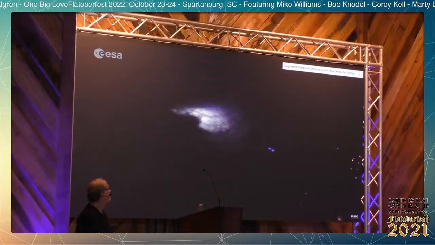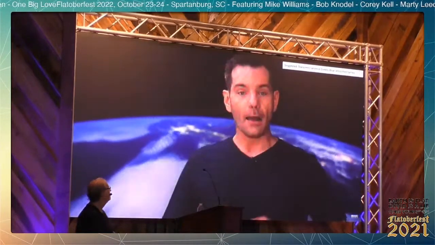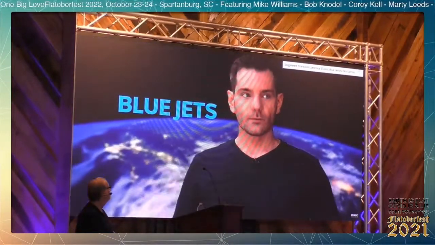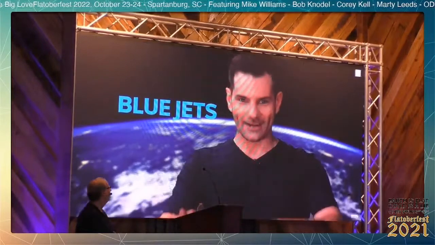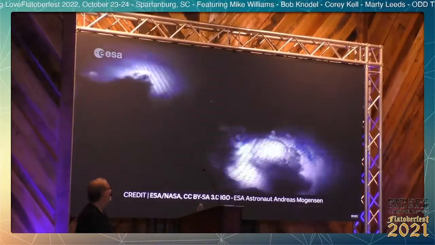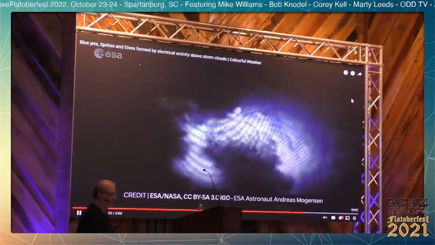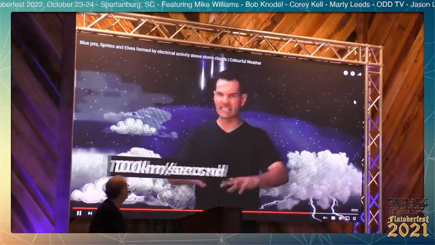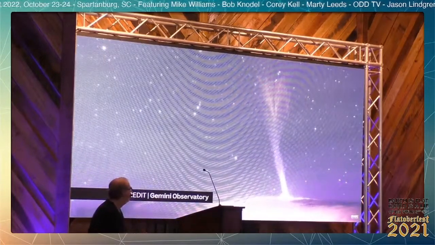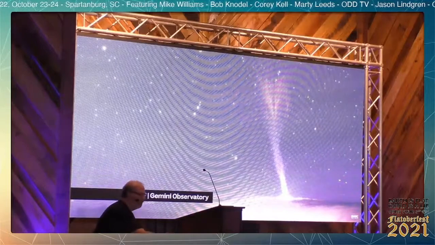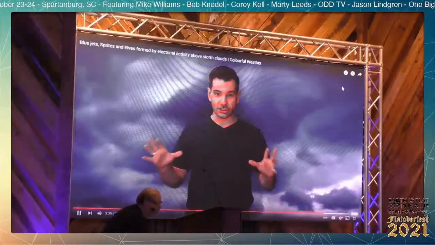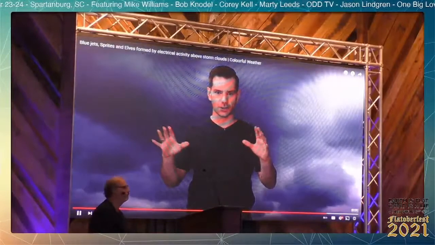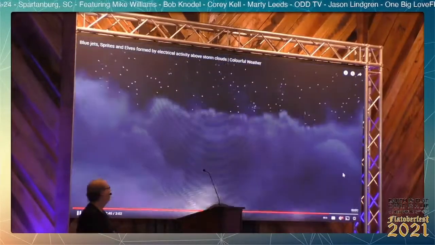Blue jets are blue, and blue jet stands for Blue Jets, no acronym here. They shoot up from the top of storm clouds in the shape of narrow blue cones, and they are fast. They reach speeds of hundreds of kilometers per second, and as they shoot up, they fan out and disappear. So the next time you're watching some crazy lightning, just imagine the colourful light show that could be happening just above those clouds.